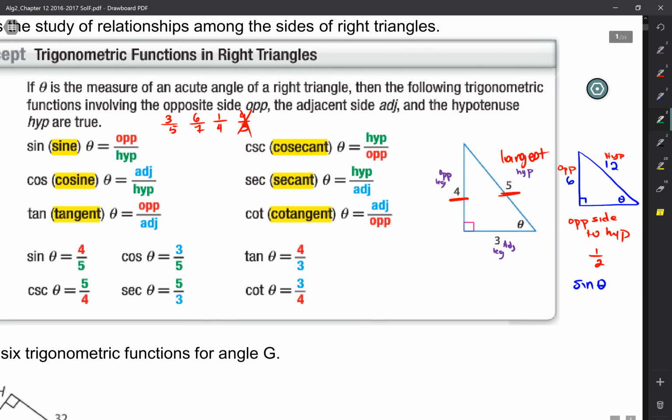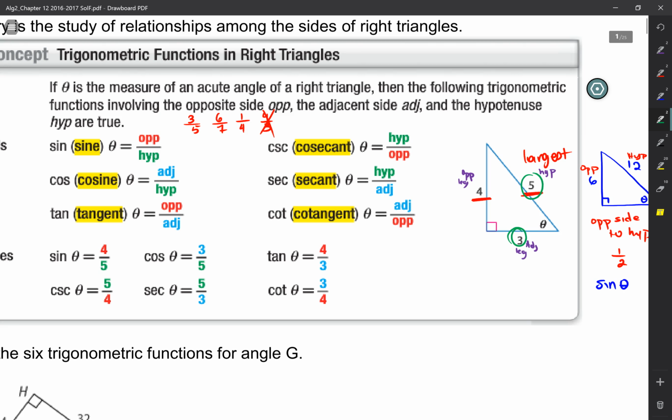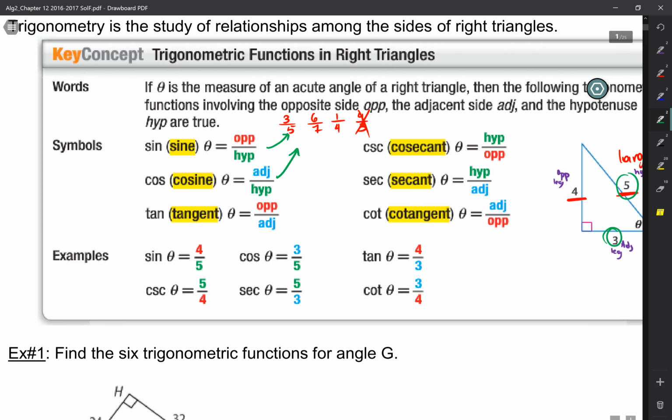The cosine compares the adjacent to the hypotenuse. Which of those is always smaller? The adjacent. So the cosine is also always going to look like one of these. So we can clearly say sine and cosine are always less than 1.